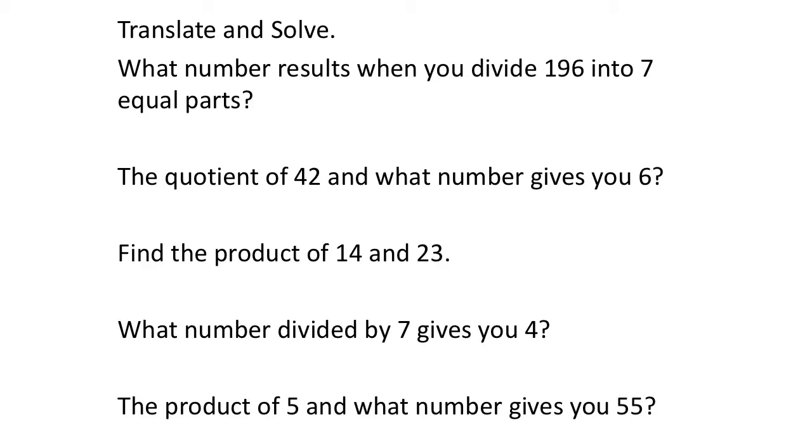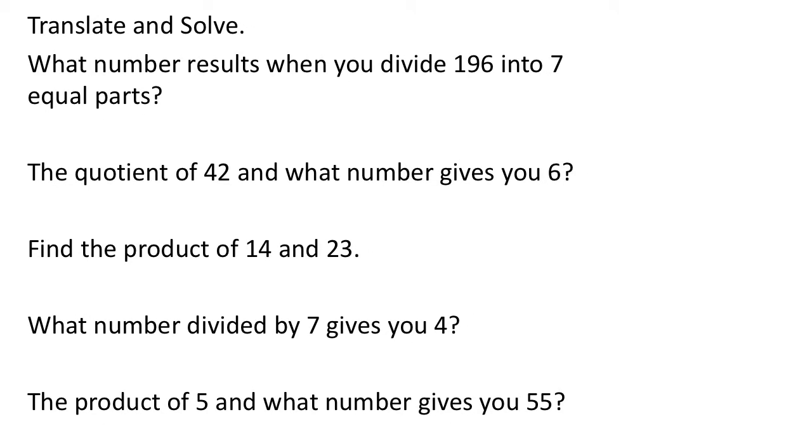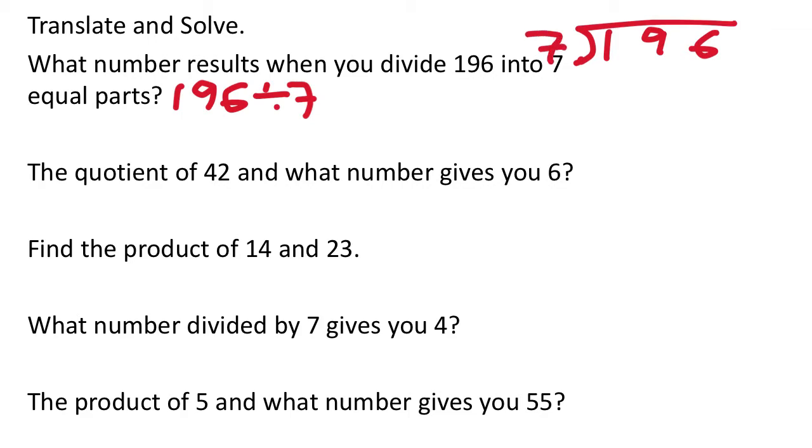So some translation and solving. This first one looks like it's that divided into garbage. It's not, though, because there's a number between the divide and into words. So if I were to read this, it says, what number results when you divide 196 into 7? So that means we're going to take the 196 and we're going to split it up into 7 equal parts. Okay, so that's 196 divided by 7. I want to show this with long division, though.